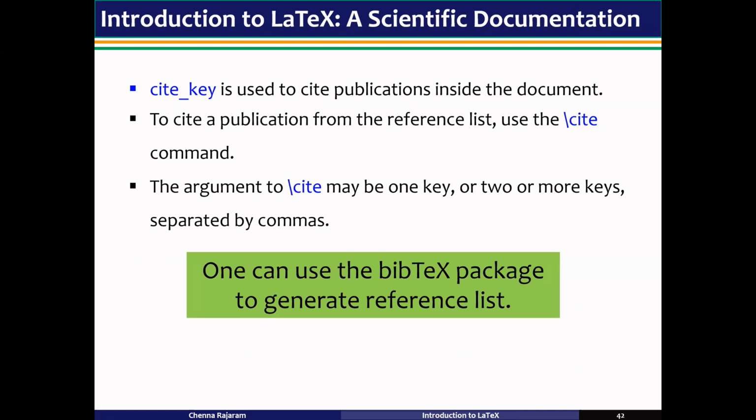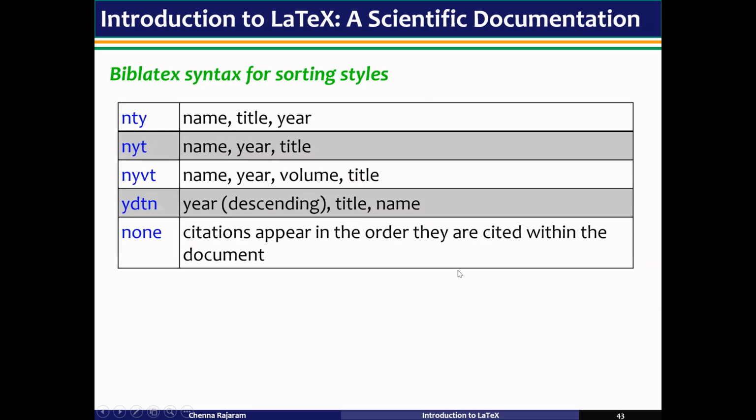To cite a publication from the reference list, use the \cite command. The argument to \cite may be one key or two keys or more keys separated by commas. For that, one has to use a BibTeX package. So these are the various syntaxes for sorting styles. NTY, that means name, title, and year. NYT, name, year, title. NYVT, name, year, volume, and title.